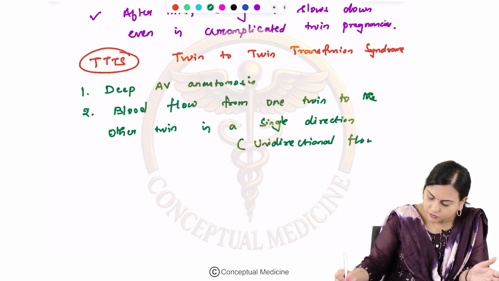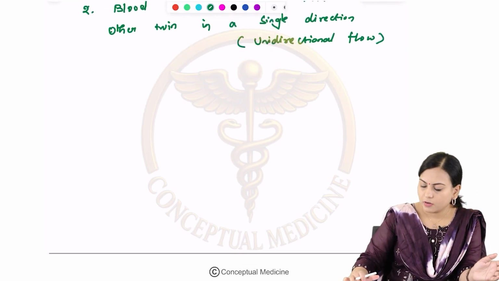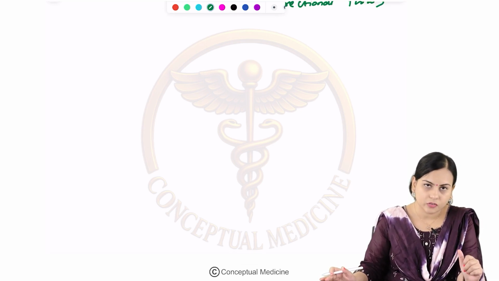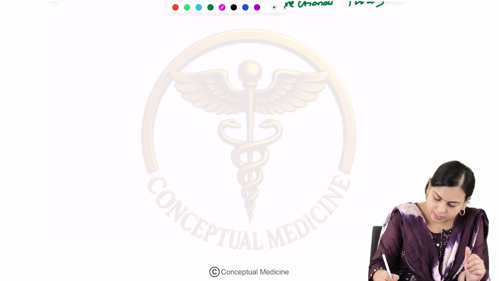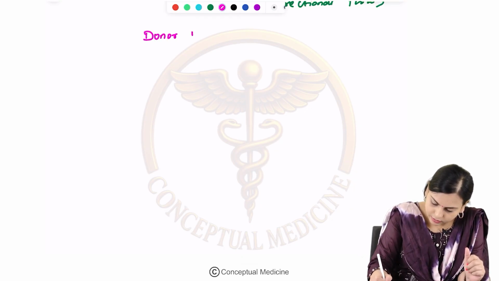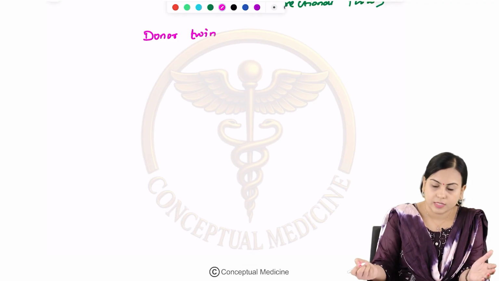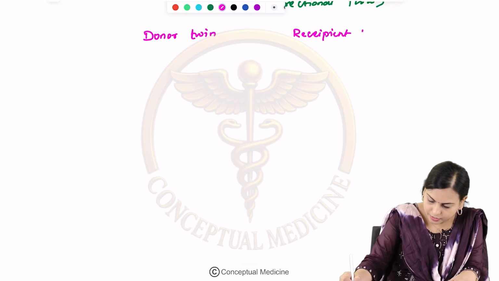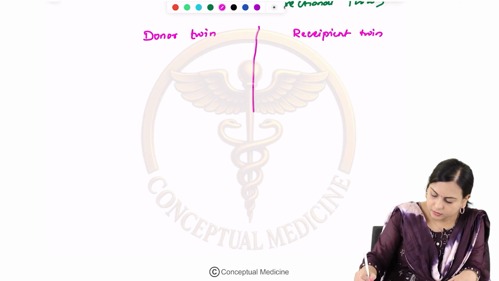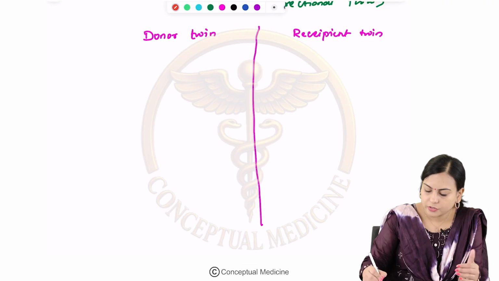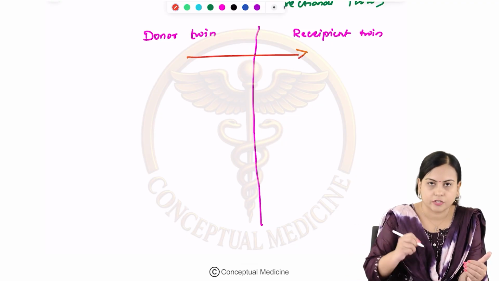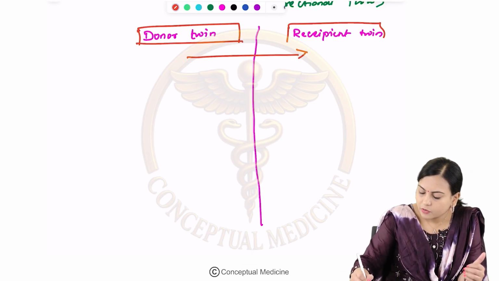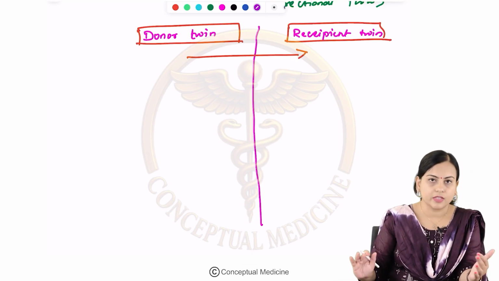Okay. So now I am naming the twins as donor twin and recipient twin. So if we see, the first twin is named as donor twin, the second twin is named as recipient twin. Okay, because the blood is going to flow in this direction. Now with this idea, we are going to bring out the differentiating features between these two twins.